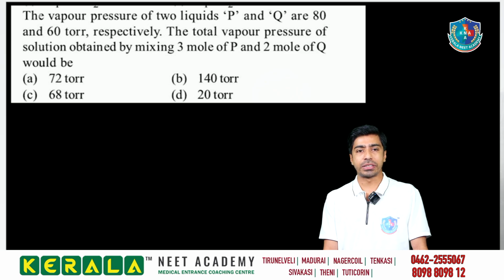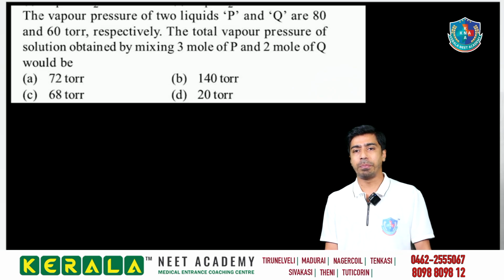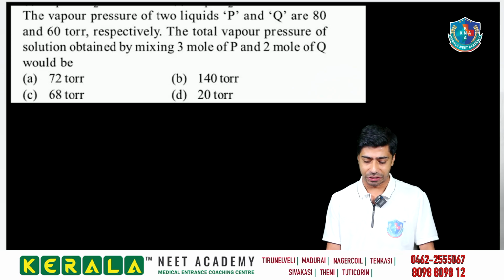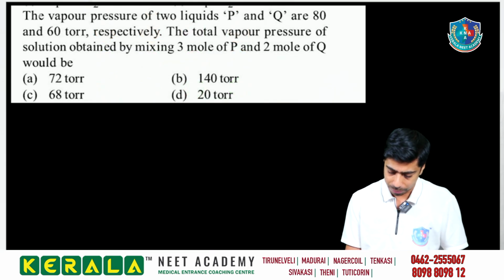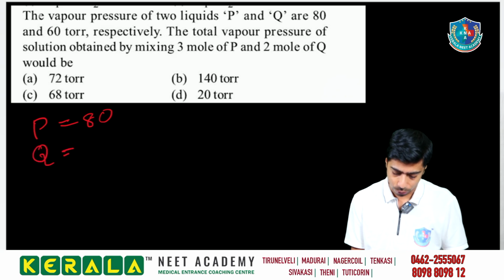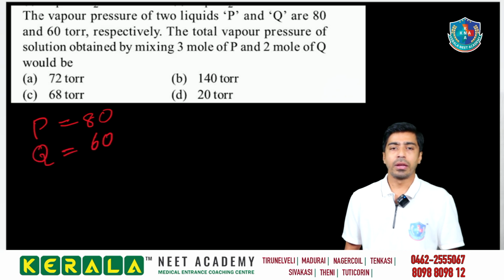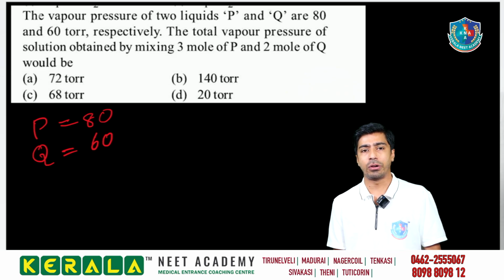The total vapor pressure of solution obtained by mixing 3 moles of P and 2 moles of Q will be. The vapor pressures of two liquids P and Q are 80 and 60, it is mentioned. So these are the vapor pressures of the pure liquids. So here P0A, the vapor pressure of P, is equal to 80, and the vapor pressure of Q is equal to 60. Now the total vapor pressure of solution obtained by mixing 3 moles of P and 2 moles of Q.